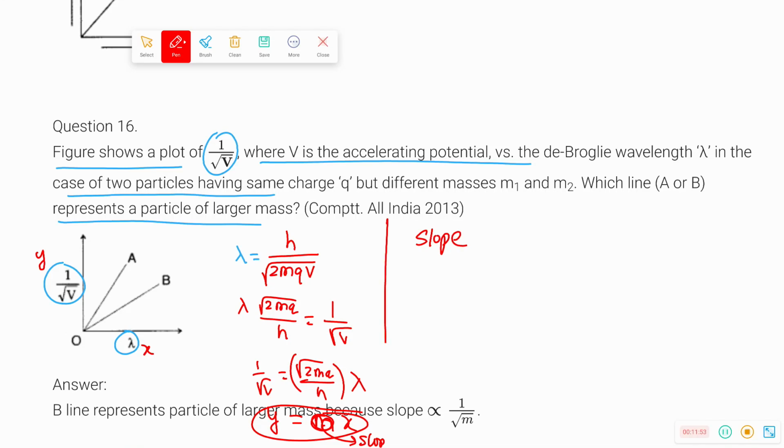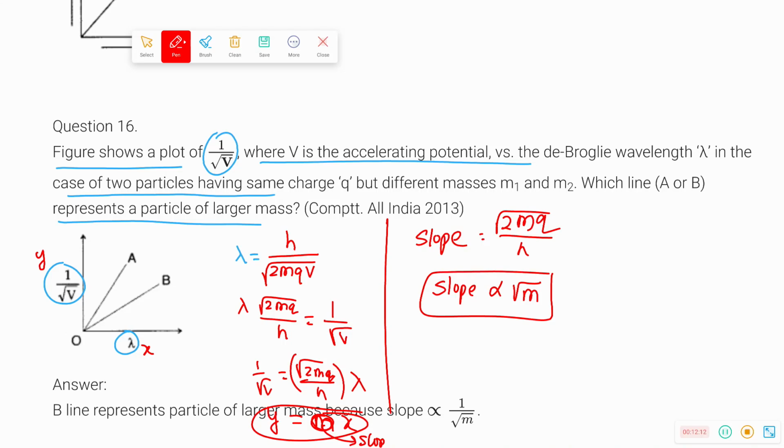Now slope is equal to nothing but root 2mq divided by h. Okay. Now what is happening here? Here slope is directly proportional to root under mass. That means those having more slope will have more mass. So larger mass means A here.